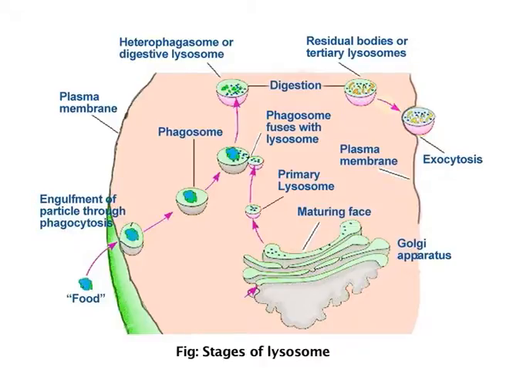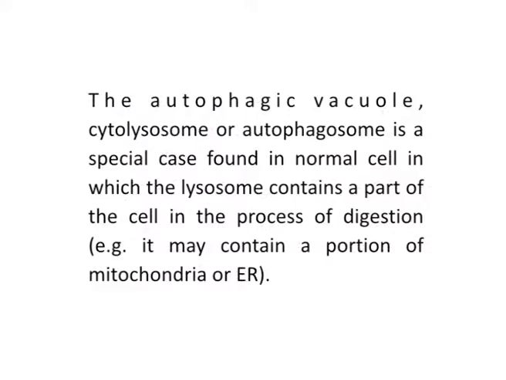The residual bodies pass outwardly and fuse with the plasma membrane to throw out the debris into the external environment by exocytosis or ephagy. The autophagic vacuoles, or cytolysosome or autophagosome, is a special case found in normal cells in which the lysosome contains a part of the cell in the process of digestion. For example, it may contain a portion of mitochondria or endoplasmic reticulum.